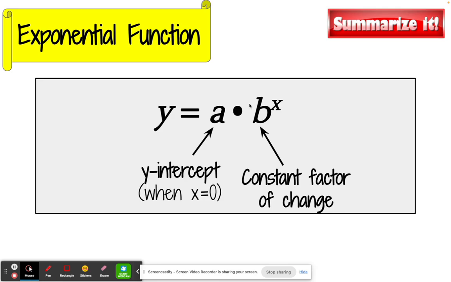So that's it. Remember, the a in our y equals a times b to the x, the a is our starting point when x is 0, and the b is our constant factor. Remember, factor means multiply, factor of change.